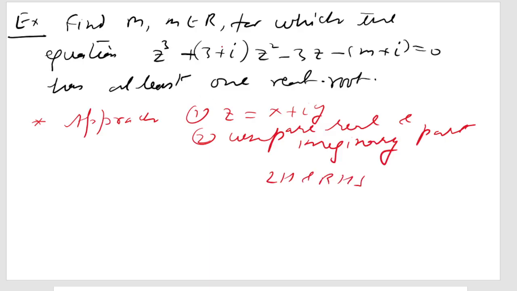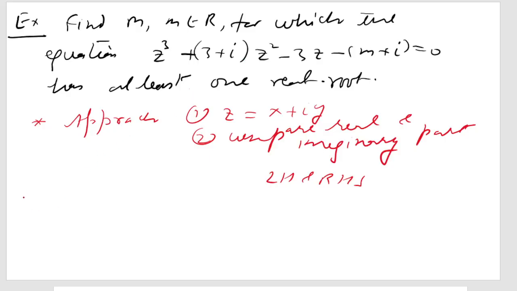So in this case, since it is given that this particular equation has at least one real root, at least means, since it is a cubic, there are three roots. Either one is real and the other two are complex conjugates, but at least one real root is there.